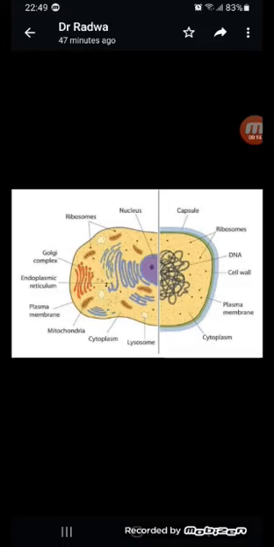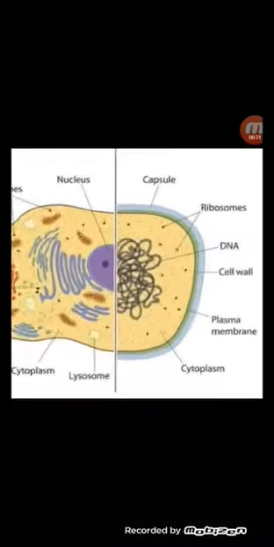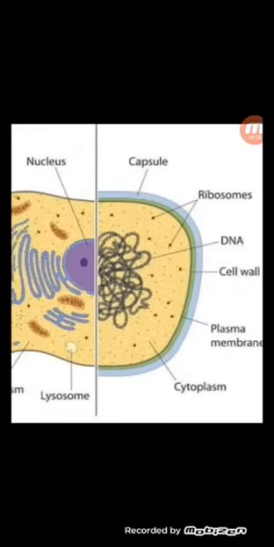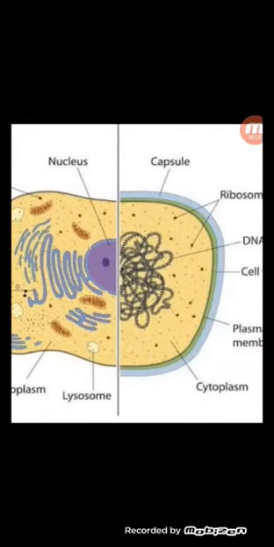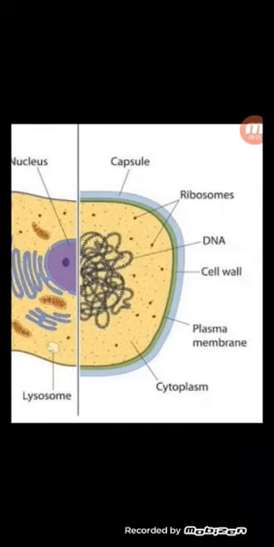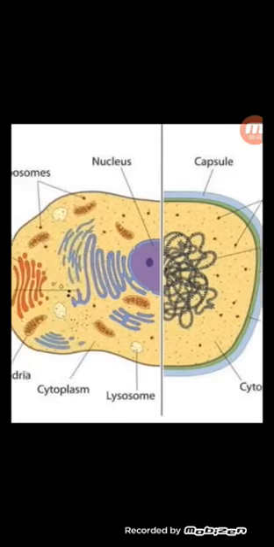We can classify the cell according to its type of nucleus into two types. The first one is prokaryotic and the second one is eukaryotic. The term karyotic means nucleus. For the first one, prokaryotic, pro means primitive nucleus, like that present in the bacterial cell. The bacterial cell has a primitive nucleus.